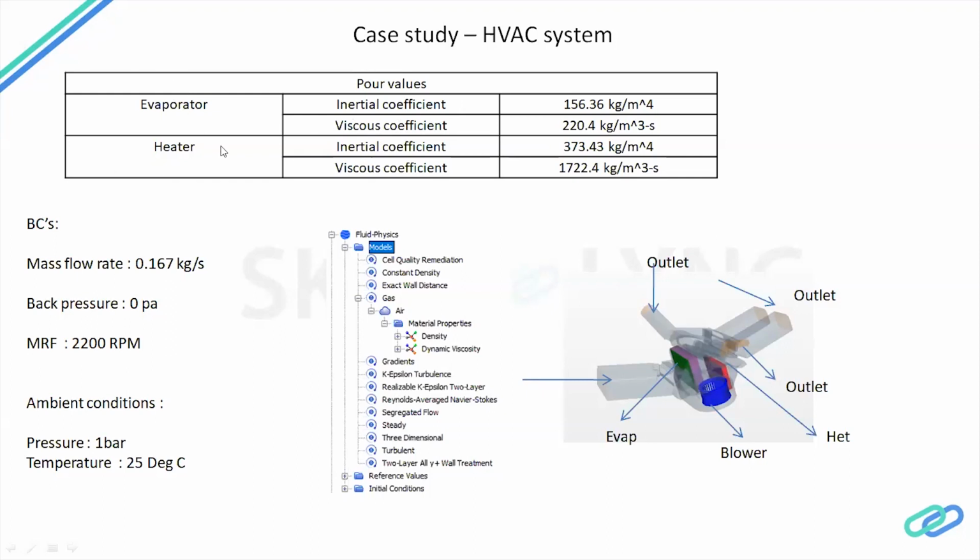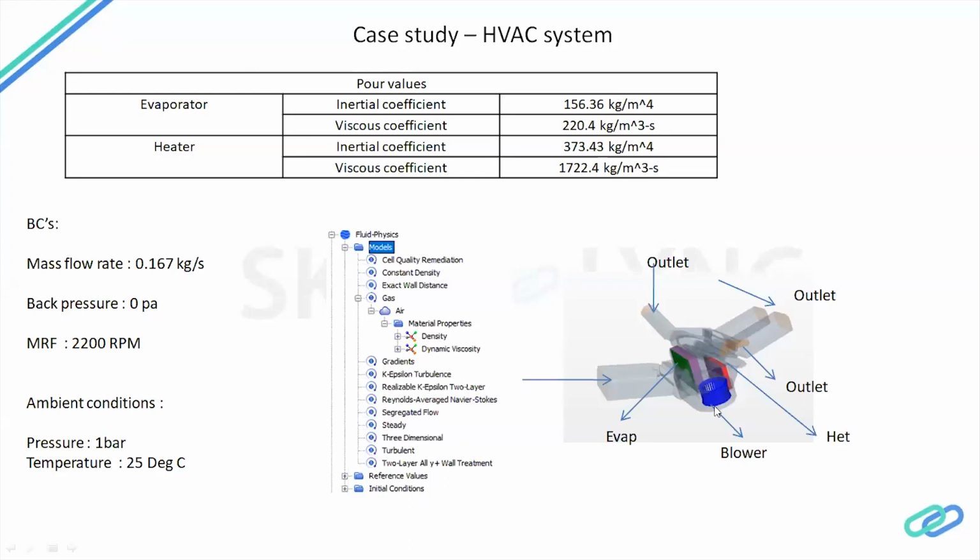So that means we are not solving the complicated structure of the evaporator and heater. If you see the evaporator and heater, it has some internal pipes, like small pipes inside the rectangular box. We will not model those small pipes. We are modeling a rectangular box, and the pipe resistances will be given in terms of the inertial and viscous coefficients. And you have a blower.